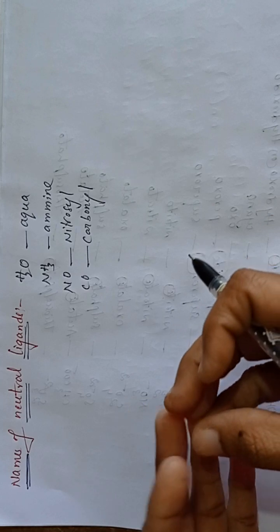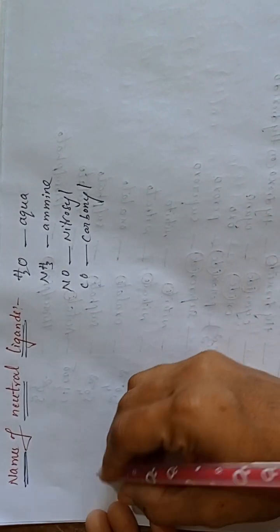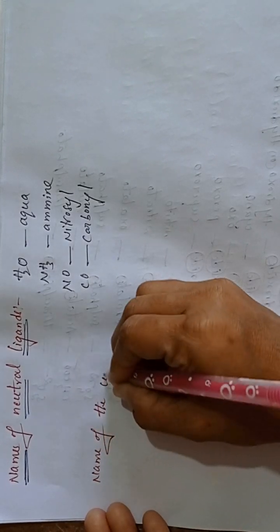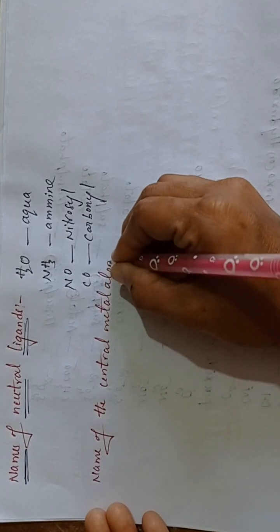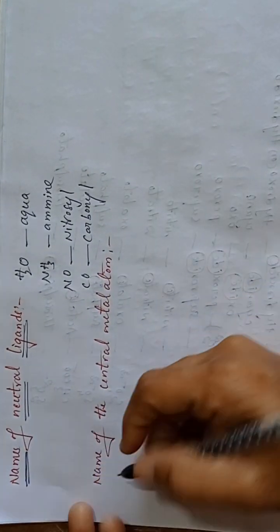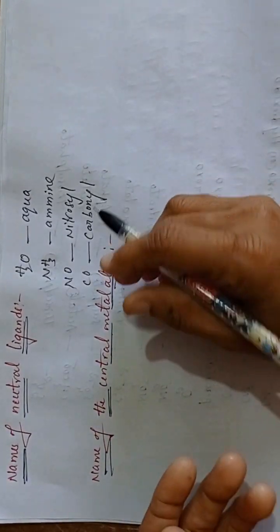In the coordination zone, number of ligands is over, and second one, name of the ligand, is over. Third one is the name of the central metal atom. So now we are discussing the name of the central metal atom, students. When you're writing the name of the central metal atom, what do you have to take?